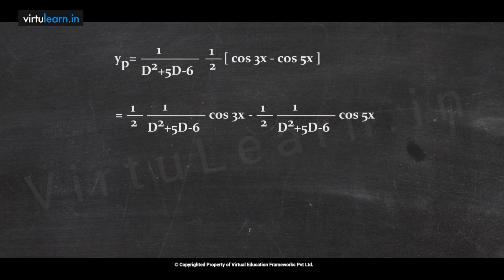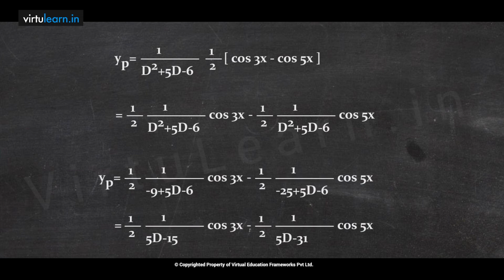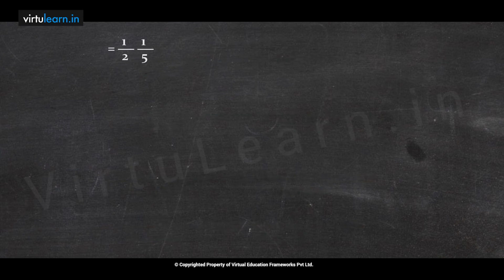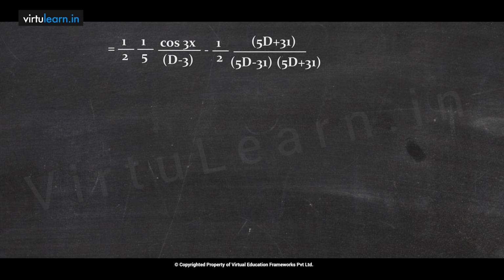Then this can be written as 1/2 into cos 3x/(5D − 15) minus 1/2 into cos 5x/(5D − 31). Here 5 is common, so 1/2 into 1/5 cos 3x/(D − 3). Here also 1/2 into 1/(5D − 31). Then rationalize the factor. What is the rationalizing factor? For 5D − 31 it is 5D + 31. Then I will multiply and divide with 5D + 31 in the second factor.